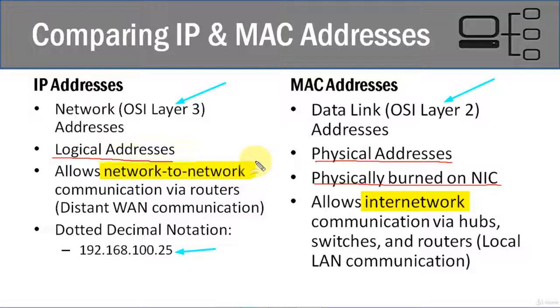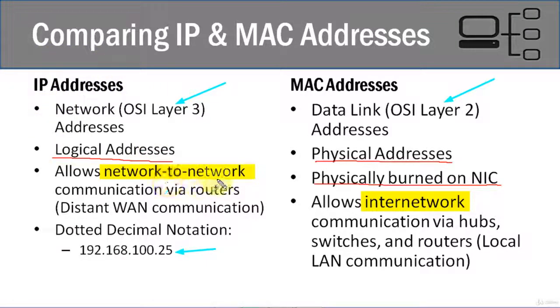So for example, let's say you have a home network set up, and you have your laptop, your desktop, and your network printer. Your MAC address is what's going to be used to communicate on that home network, because that's one network, and we call that an internetwork. However, when you're at home and you're trying to get onto Gmail to check your emails, or maybe you want to go to wellsfargo.com and check your bank account, that's what we consider network-to-network communication, and your IP addresses are the addresses we're going to use.